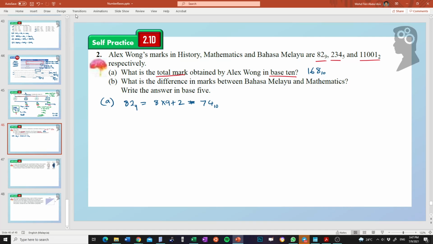Okay lah, not bad. Maths is 234 base 5. 2 times 4 squared plus 3 times 4 plus 4, which is 16, 32 plus 12 plus 4. Berapa ni? 69. Betul ke ni? 2, 2, 4, 4, 4, 8. 68. Base 5. Masya Allah, base 5. Silap dah ni.